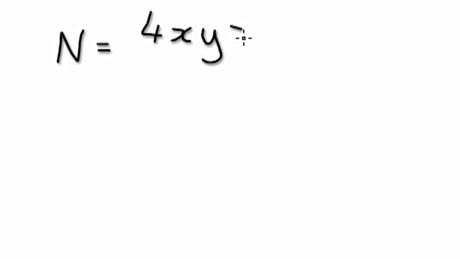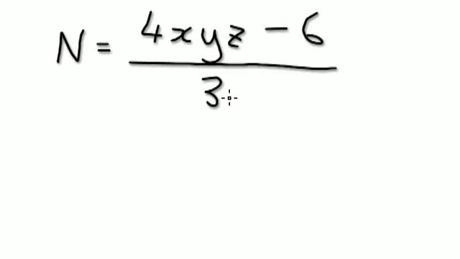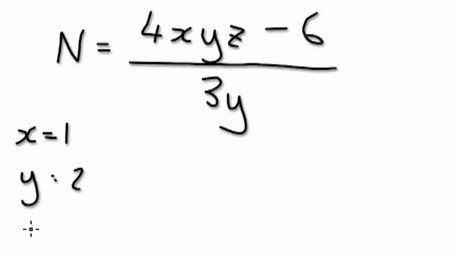Alright, let me give you another example. Okay, let's say n equals 4 x y z minus 6 divided by 3y. Okay, and you're told that x equals 1, y equals 2, z equals 3. Okay, we basically just need to follow the instructions basically.